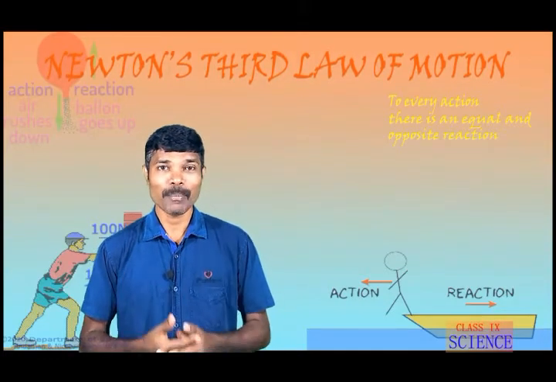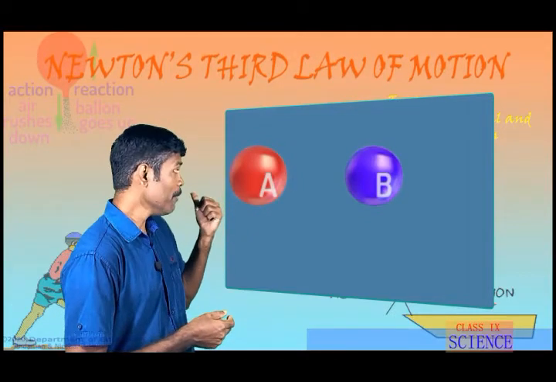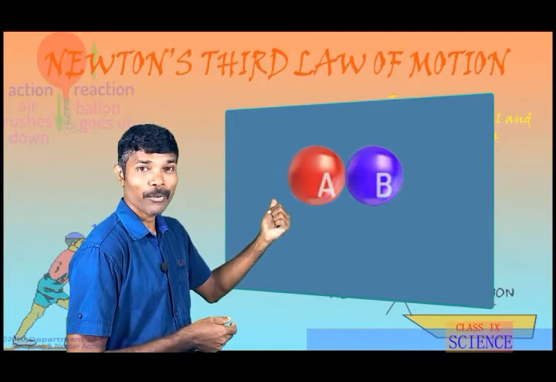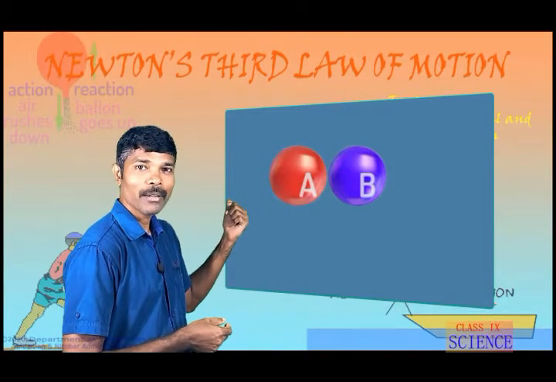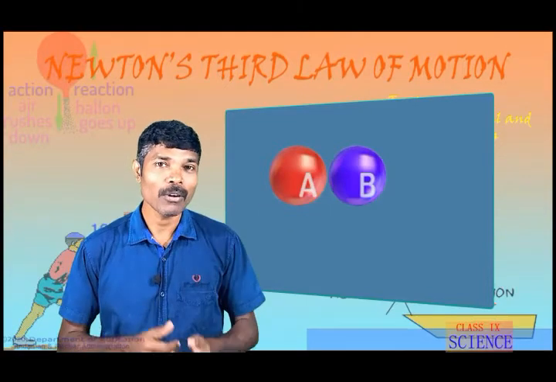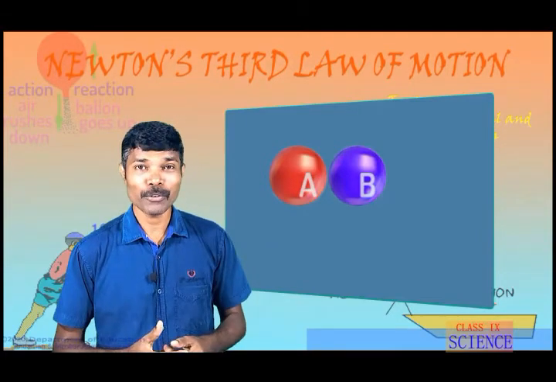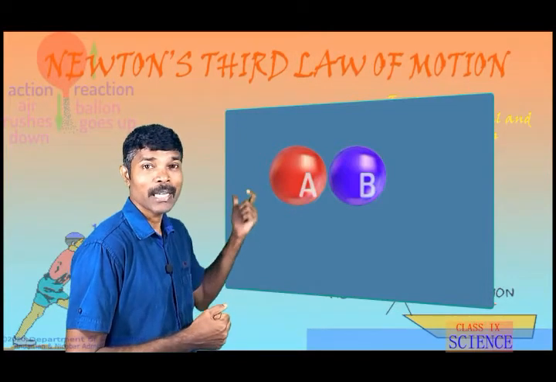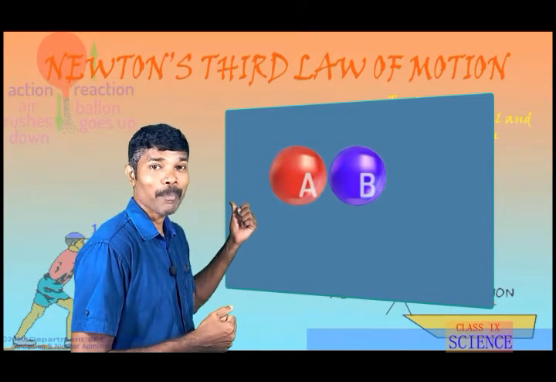Let us understand this law by taking an example. Here you look at the screen, two balls are there, right? If the force is applied by object A onto object B, then what will happen? Object B also exerts force back onto object A. Suppose ball A exerts 5 Newton of force on ball B, then ball B will exert an equal magnitude of force, that is 5 Newton of force, back onto ball A. But the difference is that the force applied by ball B onto ball A is in the opposite direction.